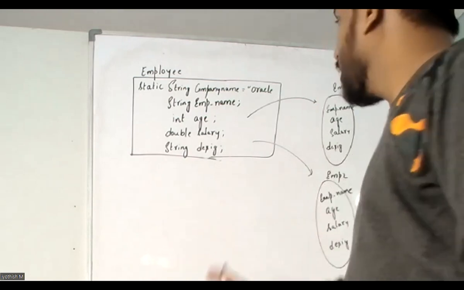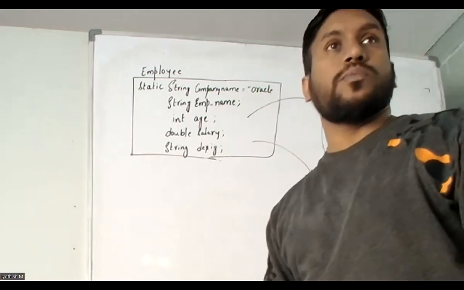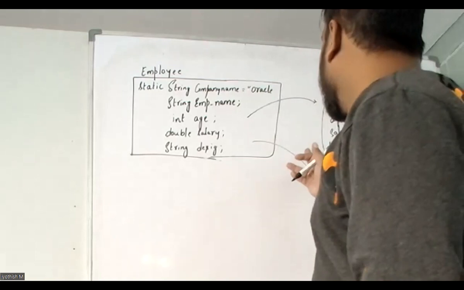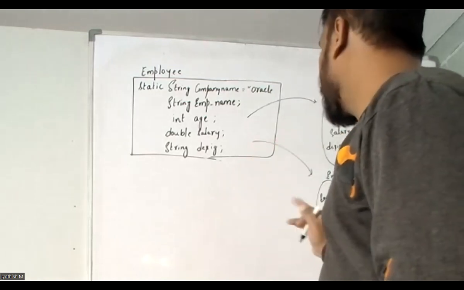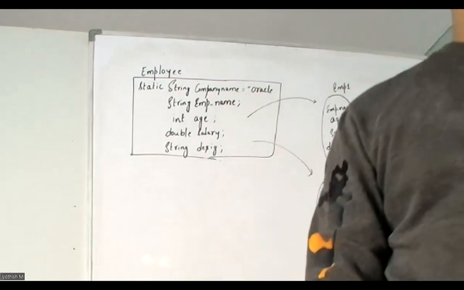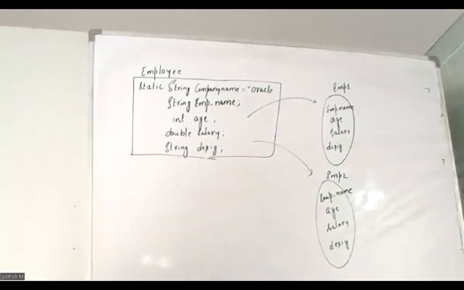Understanding this? Like this, for n number of employees, we can create objects in your program. This is for the first employee, this is for the second employee. For both employees, company name is static. Understanding this? Okay, so let us see the program.